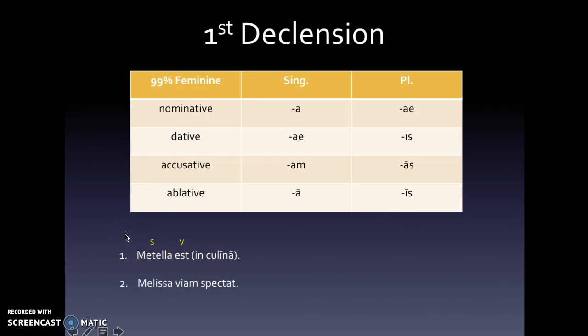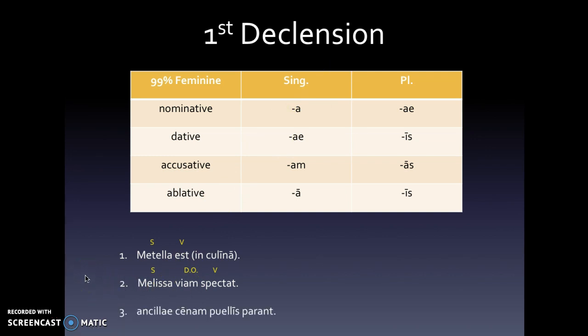What about Melissa viam spectat? If you put that Melissa is the subject because she's nominative, a, and that viam is the direct object because it's am, then you are correct.